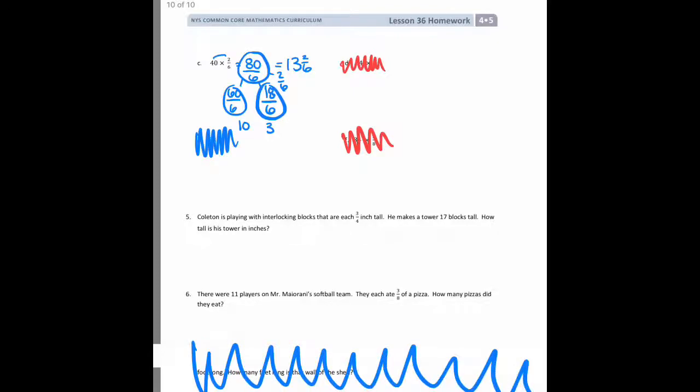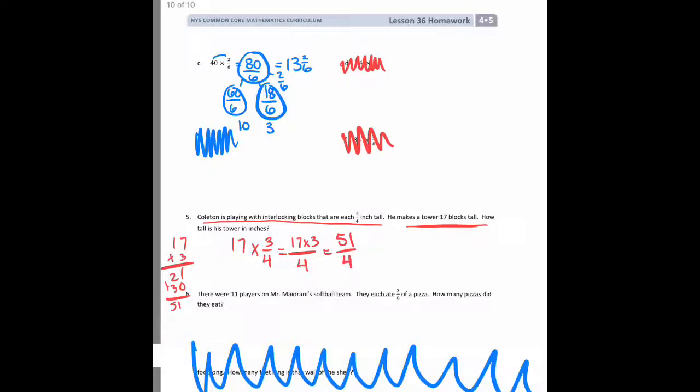It says Colton is playing with interlocking blocks that are each 3/4 inch tall. He makes a tower of 17 blocks tall. How tall is his tower in inches? So we have 17 groups of 3/4. So we got to do 17 times 3/4, or 17 times 3, which will give us 7 times 3 is 21, 10 times 3 is 30, so I'll get 51.